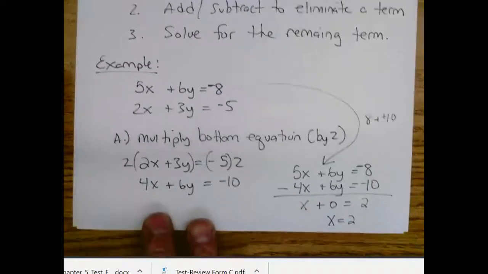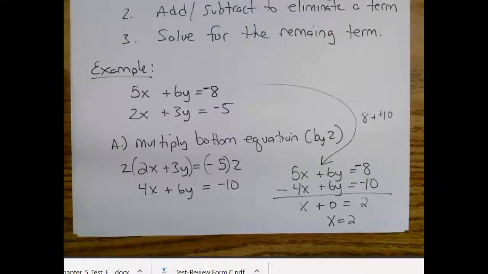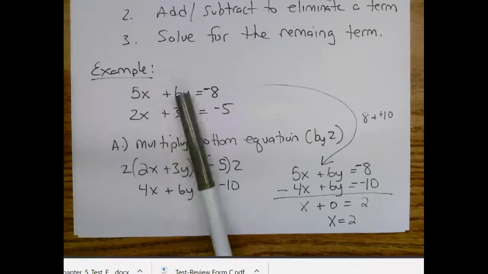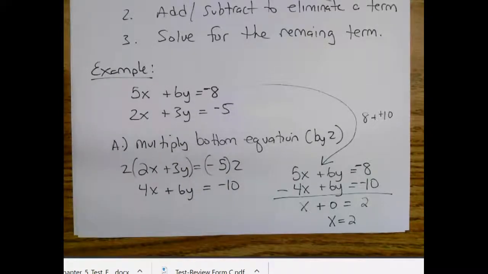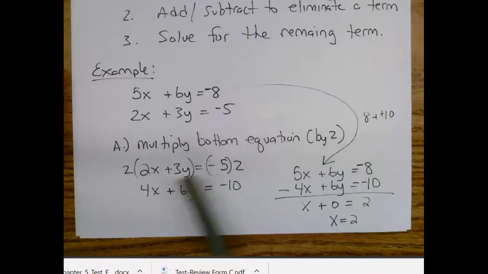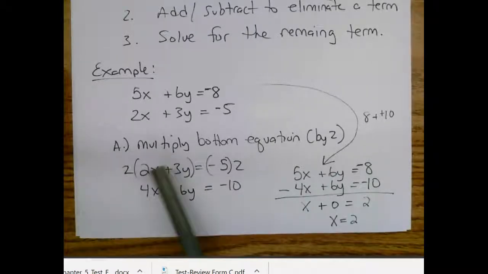If you look at the bottom here, we're going to take this top one, this one right here, and we're going to make it match up to the 6y. All we have to do is take a 2 and multiply it through. We're going to use the distributive property, right? So 2 multiplied on both sides. So in the end, when we do that on this side, we get 4x plus 6y equals negative 10.